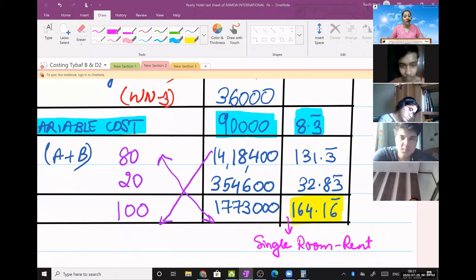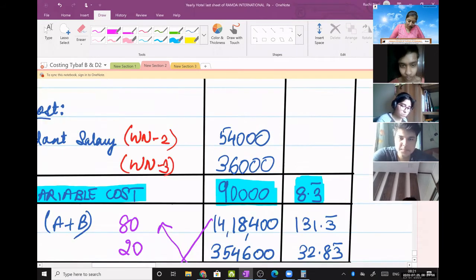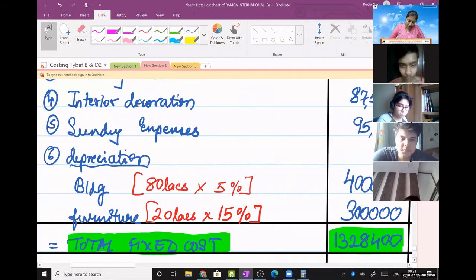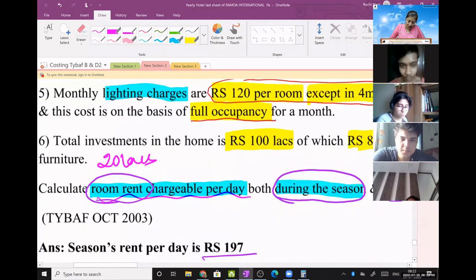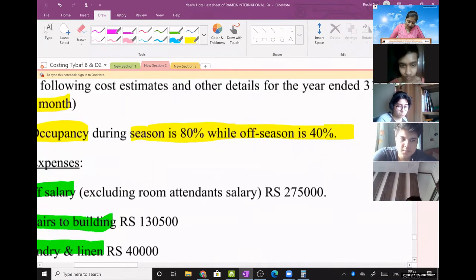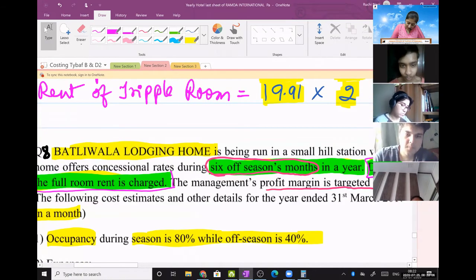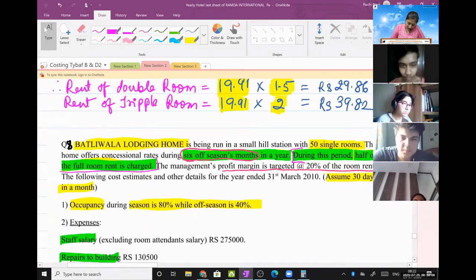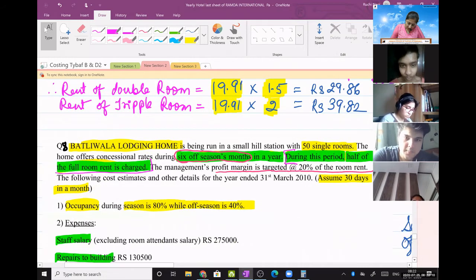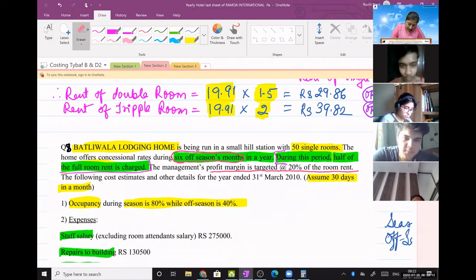Okay, so now how to calculate season's rent and off season's rent? Information is given with respect to that. There is an information in the question. I guess the first or the second line of the question mentions that. See this line which I'm highlighting now. It's in green.